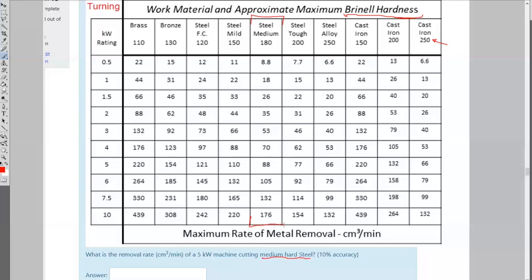And what are these? This is work material and approximate maximum hardness. So there's your hardness. This is your kilowatts over here. That's your power, the power of the machine. So it takes more power when you're trying to cut a harder material at a certain rate. All right, so we're trying to work out what is our rate. That's the question. And the rates are all these numbers in the middle. Maximum rate of metal removal in cubic centimeters per minute. Same units. And at 5 kilowatt machines, so look for the machine's kilowatts. That's the 5 there. So it's along this column in that row. So they give us this number here. That's it.